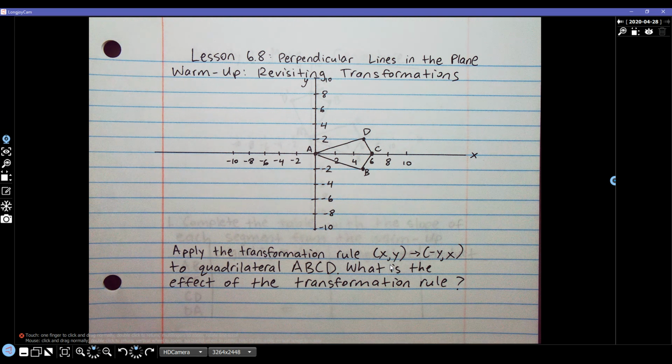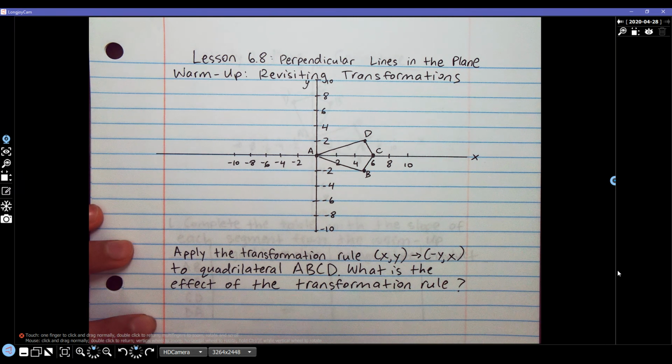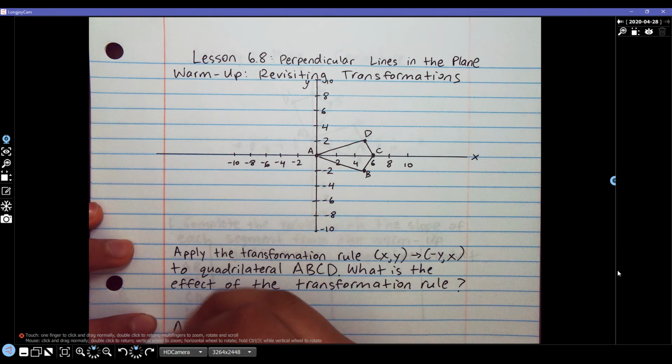Warm up, revisiting transformations. Apply the transformation rule (x, y) becomes (-y, x) to quadrilateral ABCD. What is the effect of the transformation rule? All right, so I'm going to start by creating a table of our coordinates here.